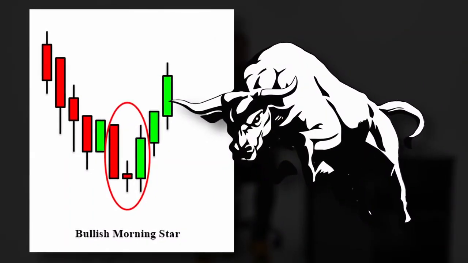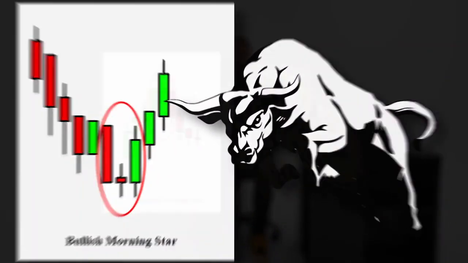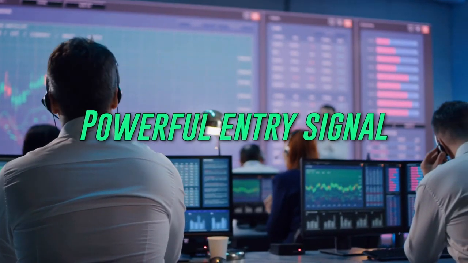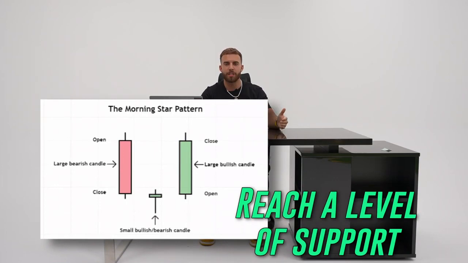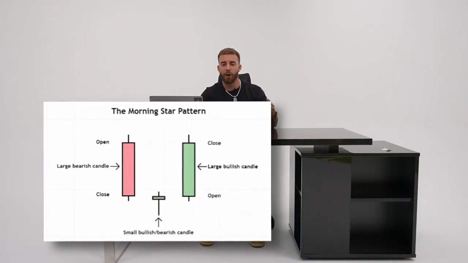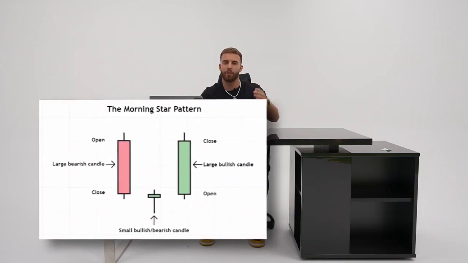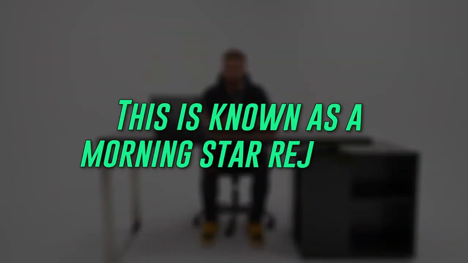Morning star is formed when it is going to go bullish, and evening star is formed when it is going to go bearish. When the doji and the morning star are combined, it is one of the most powerful entry signals you can get in the market. Same thing for the evening star. In this case, you get a large candlestick to reach a level of support, then followed by a doji candlestick, and then the next one is a bullish engulfing. This is known as a morning star rejection.